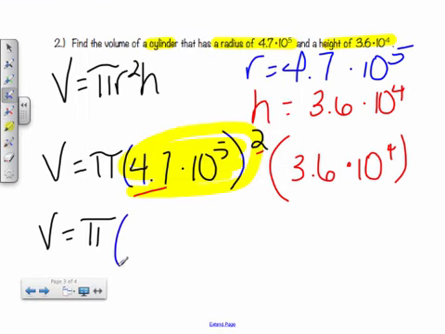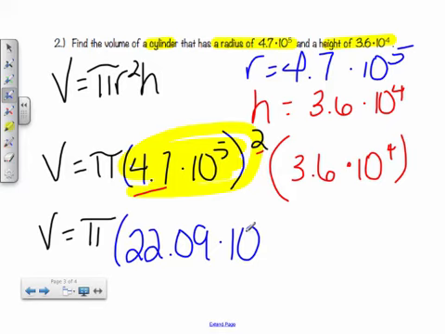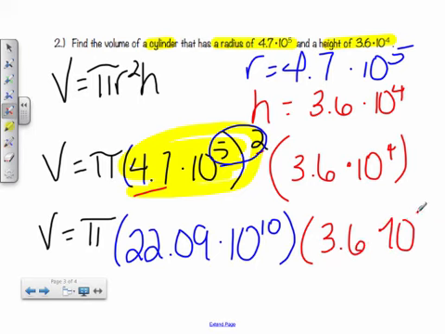So I'm going to replace this as 22.09, and then I need to figure out what happens to my exponents. Remember, if it's a power raised to a power, I've got to multiply those exponents, so it's times 10 to the 10th power. And then I'm just going to copy the rest of the problem down: 3.6 times 10 to the 4th power. So that's times 10 to the 4th power. Okay?